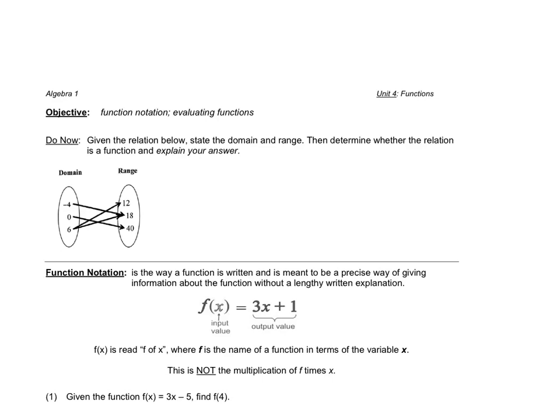All right. So the junior problem: given the relation below, state the domain and range, then determine whether the relation is a function and explain your answer. The explanation part varies depending on which definition of function you liked from yesterday. Because we had really three different variations.